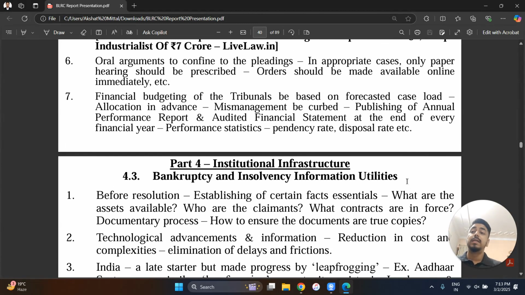This committee has also recommended how the budgeting of these tribunals should take place. These tribunals are required to submit a yearly progress or performance report and also yearly financial statements, so that the IBBI or the central government can take into consideration how these tribunals are functioning and how much funding is required for each tribunal, so that corrupt practices may be curbed and appropriate funding can be provided for the working of these tribunals.